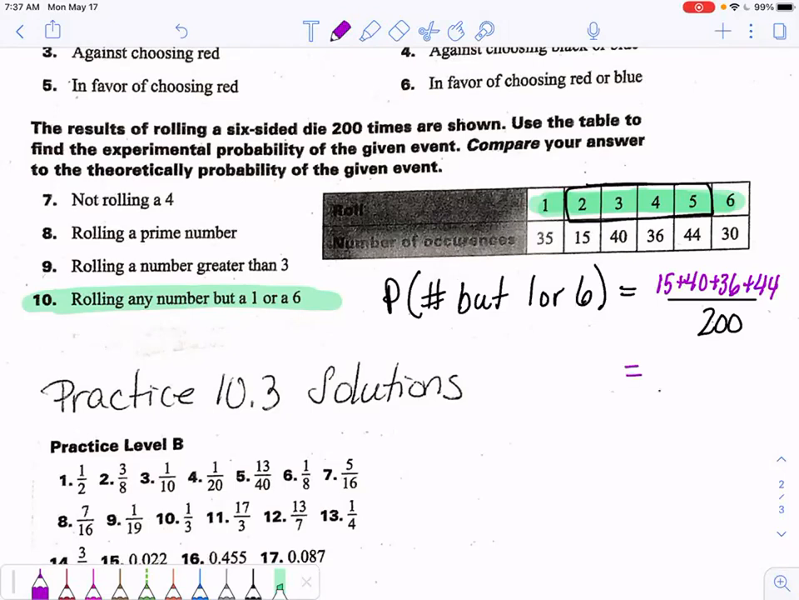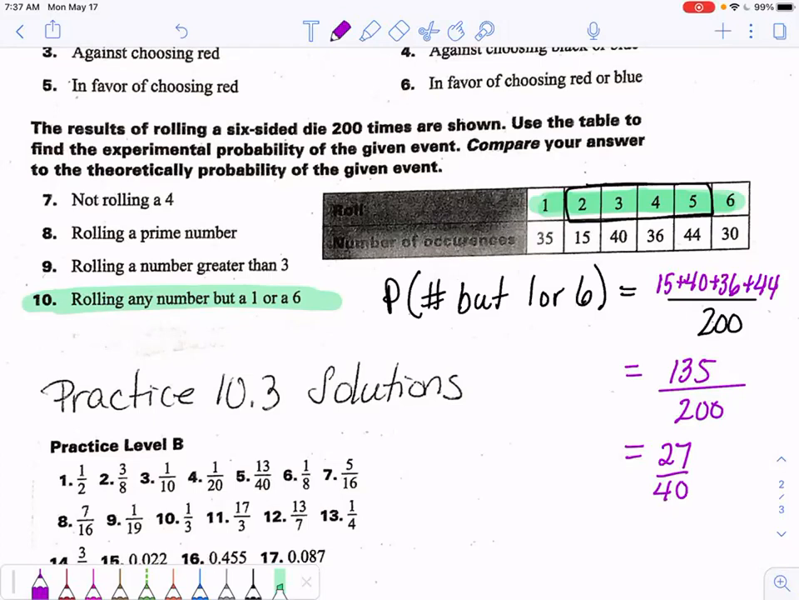Somebody have that number? Gabby? Yeah. And then that reduces to 27 over 40. So with experimental probability, you're still finding what you're looking for out of the total, except you're using actual data from something that occurred. So I'm not just saying a 2 out of 6 or a 3 out of 6. I'm saying it's out of 200 because I rolled the die 200 times.